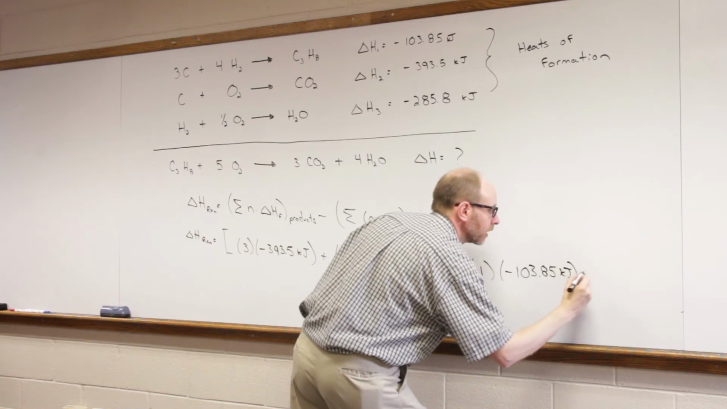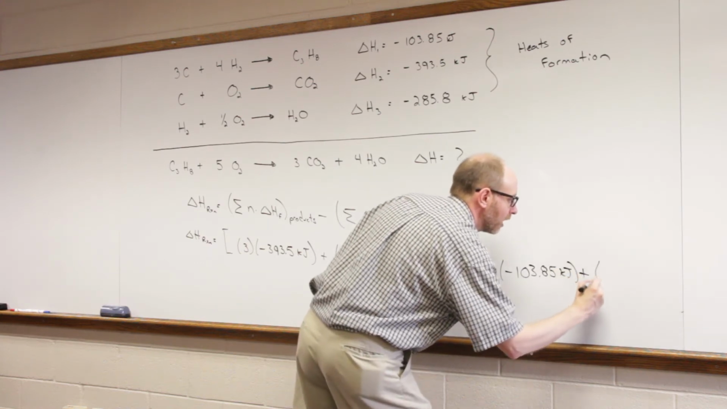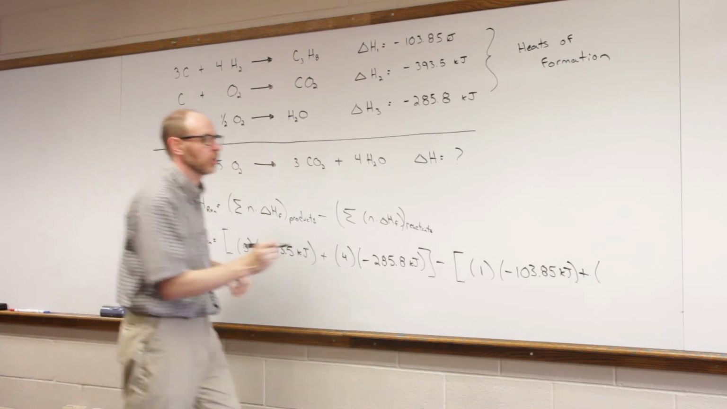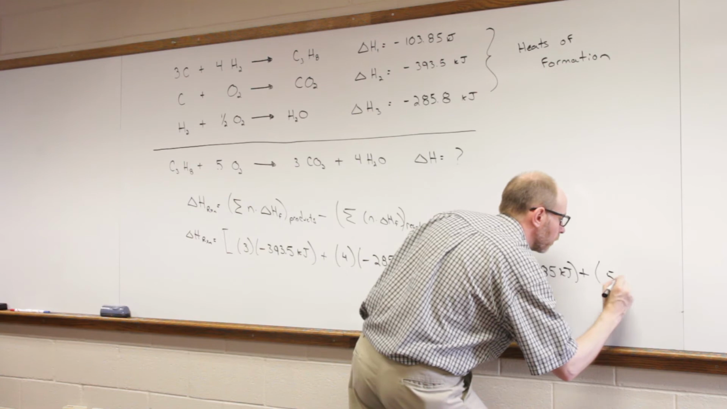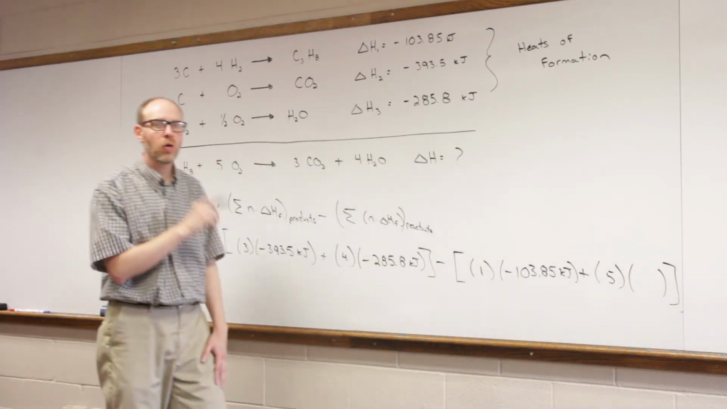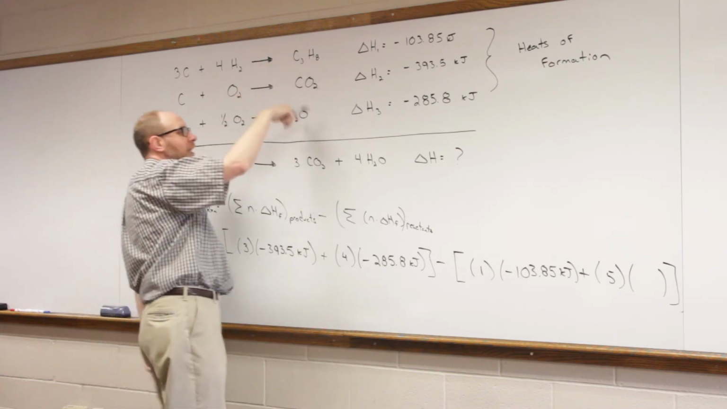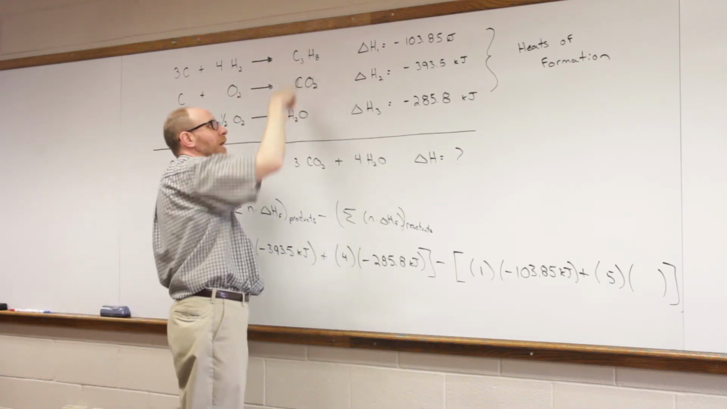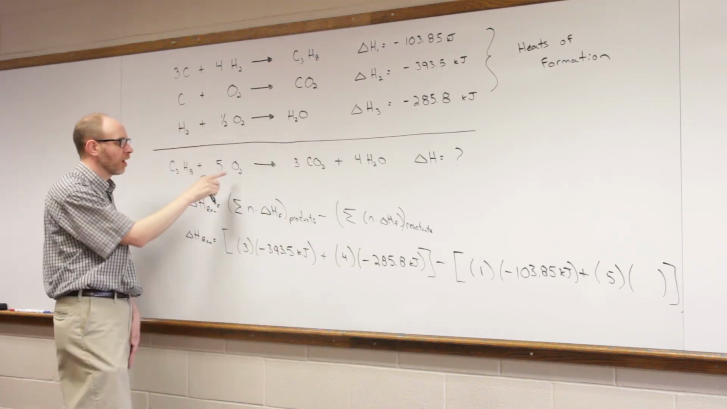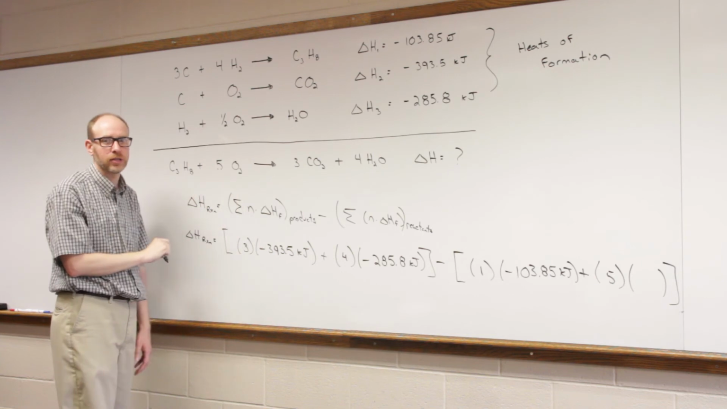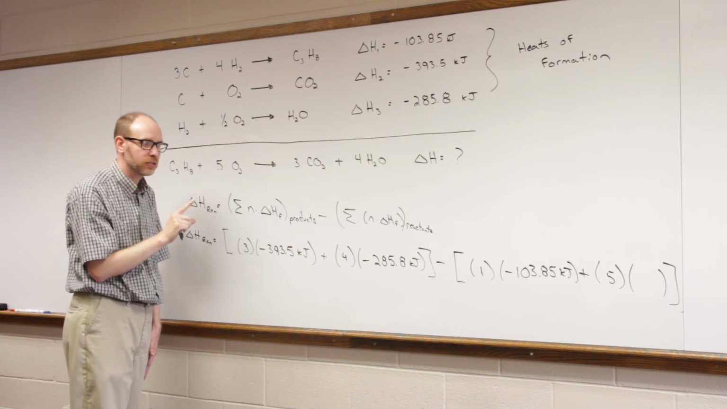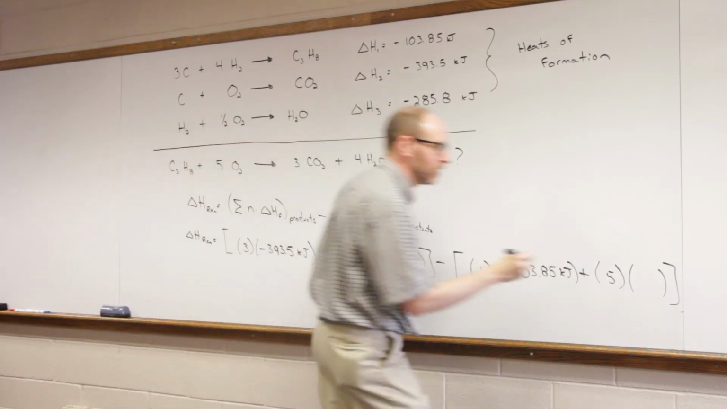And this is where it gets a little bit tricky, because we're going to add to it the oxygen. There are 5 moles of oxygen. So 5 times whatever the heat of formation for oxygen. And you might be saying to yourself, none of these reactions are for the heat of formation of oxygen. And the reason for that is that oxygen is an element in its elemental state. It's just oxygen. And elements in their elemental state have a heat of formation of 0.